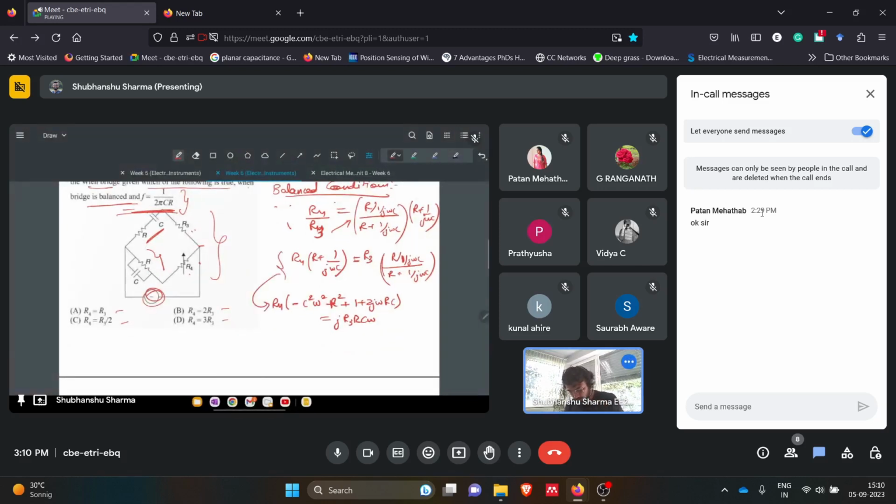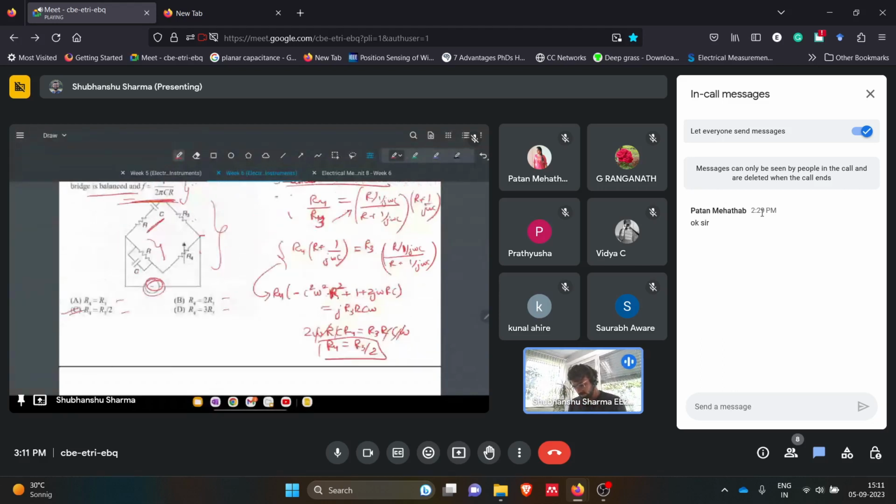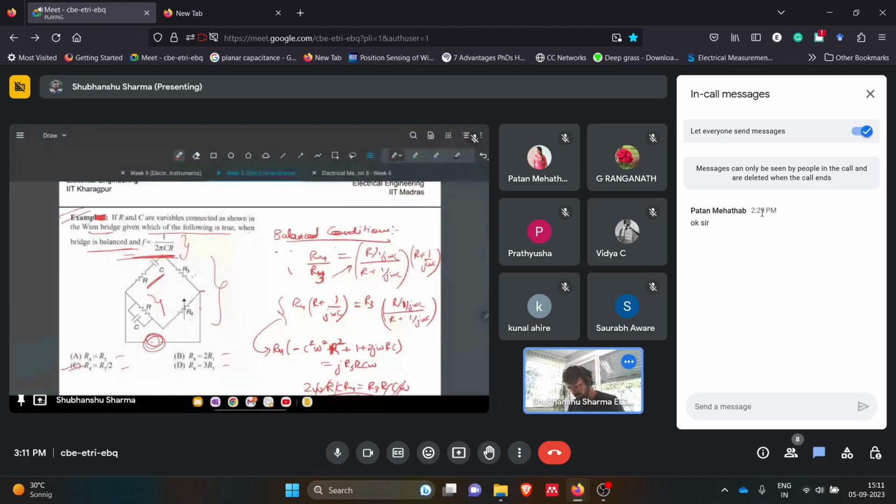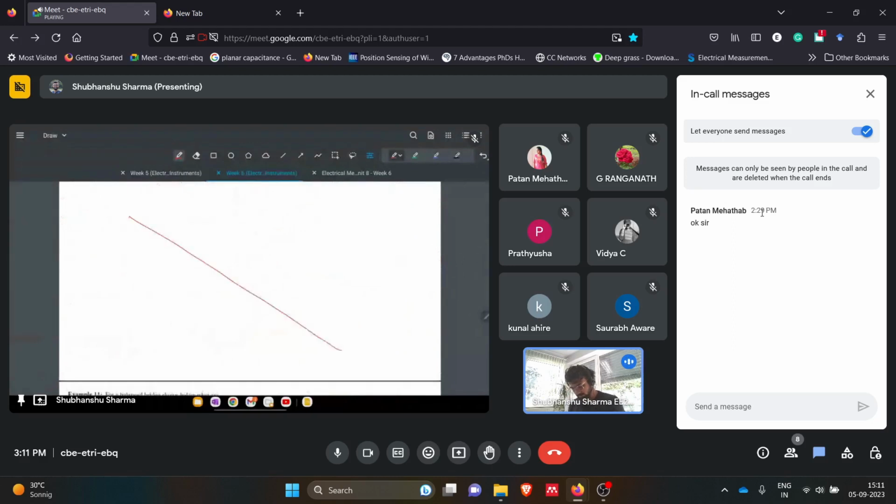Now equating the real and imaginary parts of this equation, we get RC R4 equals R3 RC omega. So omega will cancel, and R4 will be R3 by 2. R cancels, C cancels, so R4 equals R3 by 2. Normally AC bridge questions are this straightforward. You just have to equate the balance condition for that bridge. So this is nothing.